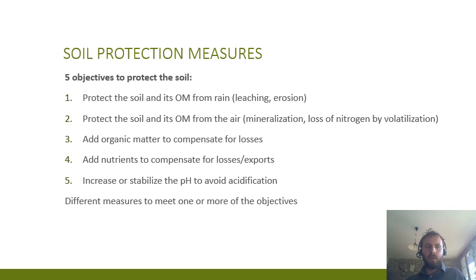And 5, you need to increase or stabilize the pH to avoid acidification, which can, after this, cause a lot of fertility problems. So these are 5 objectives that protect the soil from one or more of the different threats. And then there are a lot of measures that we can take that will meet one or more of these 5 objectives.